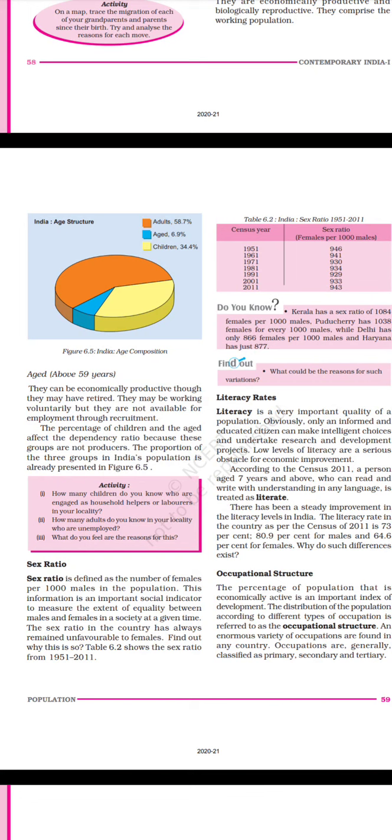Aged above 59 years. They can be economically productive though they may have retired. They may be working voluntarily but they are not available for employment through recruitment. The percentage of children and the aged affect the dependency ratio because these groups are not producers. The proportion of the three groups in India's population is already presented in figure 6.5.